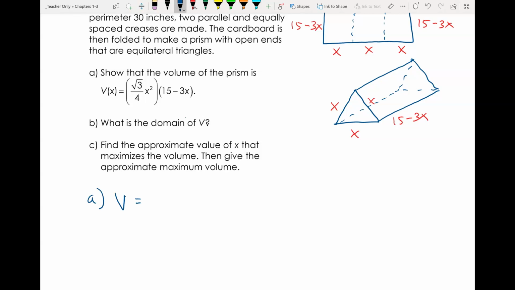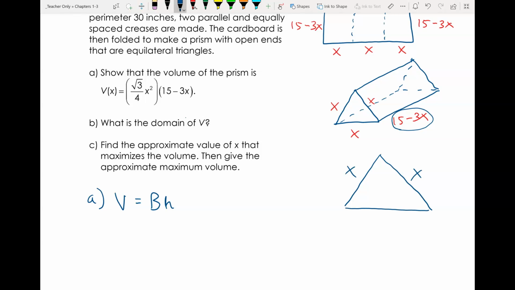So the volume of a prism with any shape base in general is the area of the base times the height, where again, that h represents the distance between the bases. That's, in this case, 15 minus 3x. B is the area of the base. And there is a formula for the area of an equilateral triangle, but not everybody knows it. So what I'm going to do instead is redraw the base a little bit bigger.